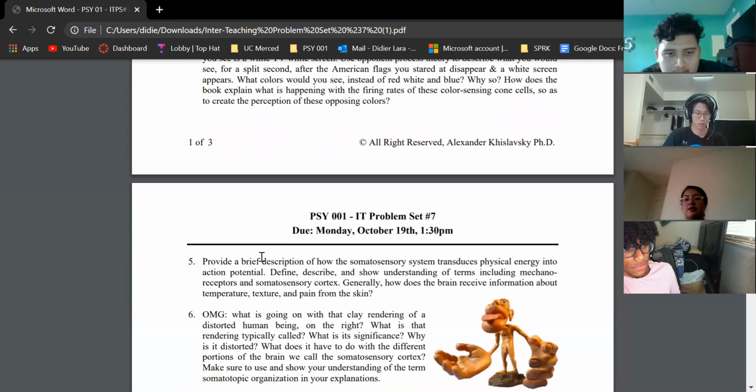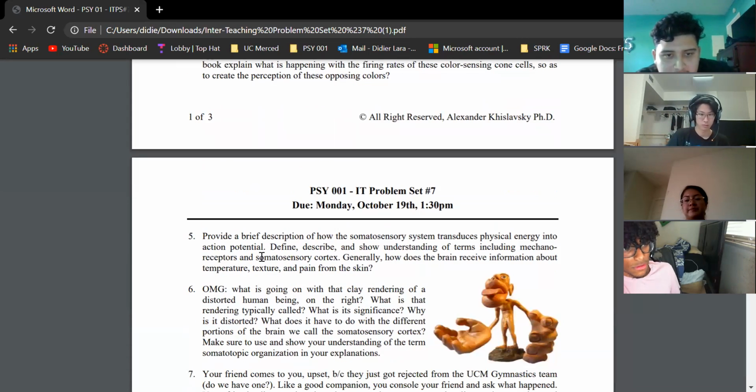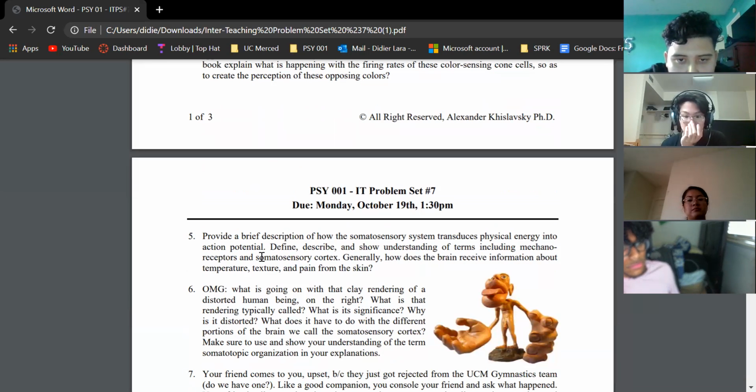Number 5 was: provide a brief description of how the somatosensory system transduces physical energy into action potentials. Define and describe to show understanding of terms including mechanoreceptors and somatosensory cortex. Generally, how does the brain perceive information about temperature, texture, and pain from the skin?